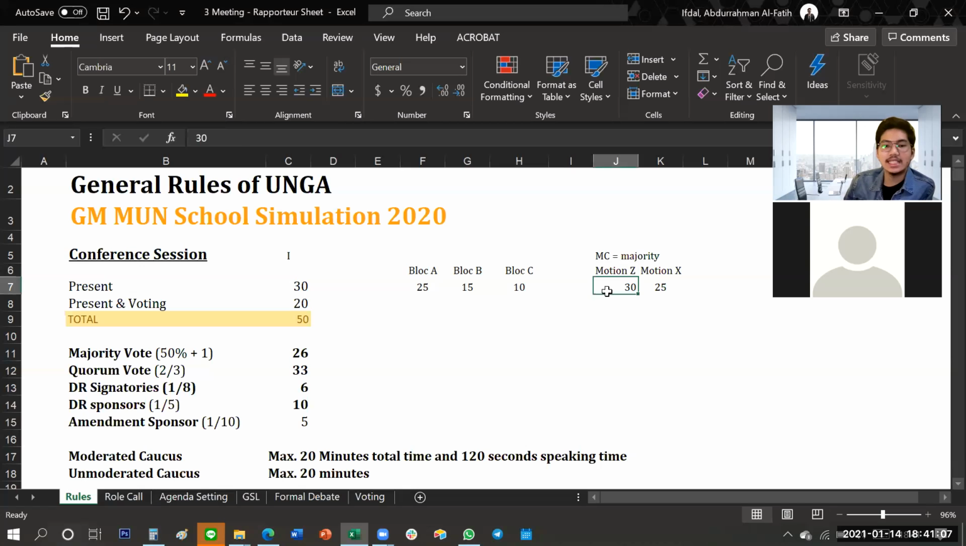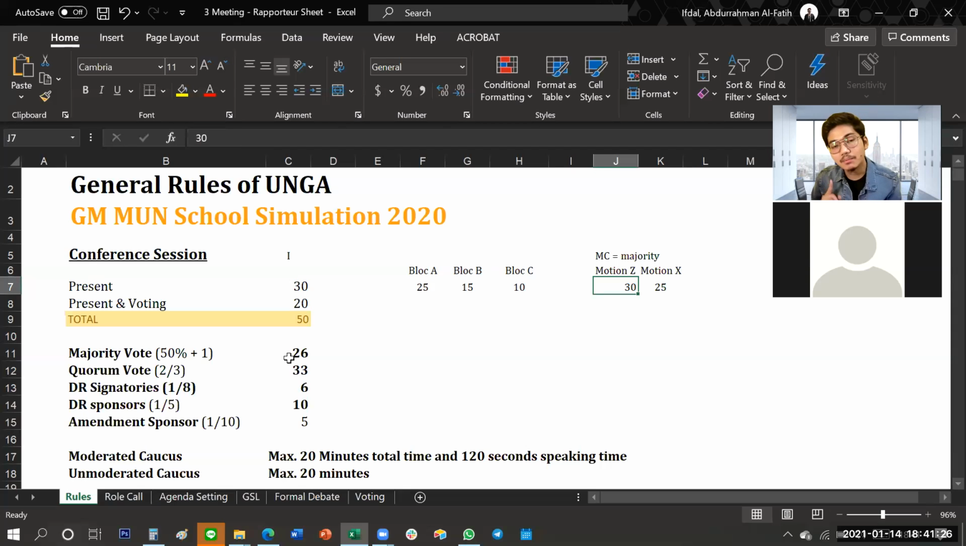Why? Because 30 is more than 50% plus 1. What is 50% of 50? The answer would be 25. 25 plus 1 is 26. This is the minimum number. You need 26 or above to pass a motion.